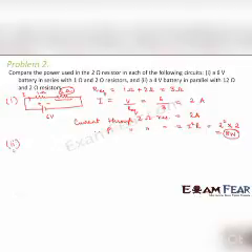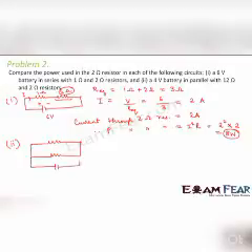Let us look at the second part of the problem. It says there is a 4 volt battery in parallel with 12 ohm and 2 ohm resistors. This means here you have 2 resistors which are connected in parallel with a battery of 4 volts. So this is a 4 volt battery, this is 2 ohms and this is 12 ohms.